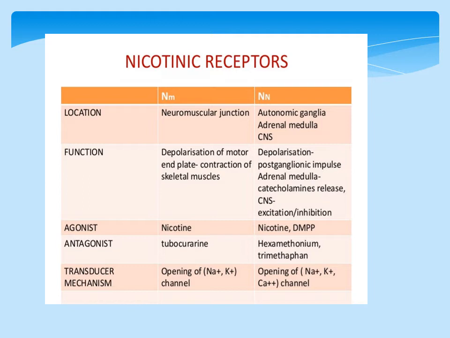Here you have to remember the agonists and antagonists. NM receptor agonist is nicotine and antagonist is tubocurarine. NN receptor agonist is nicotine and DMPP, but the antagonists are hexamethonium and trimethaphan.